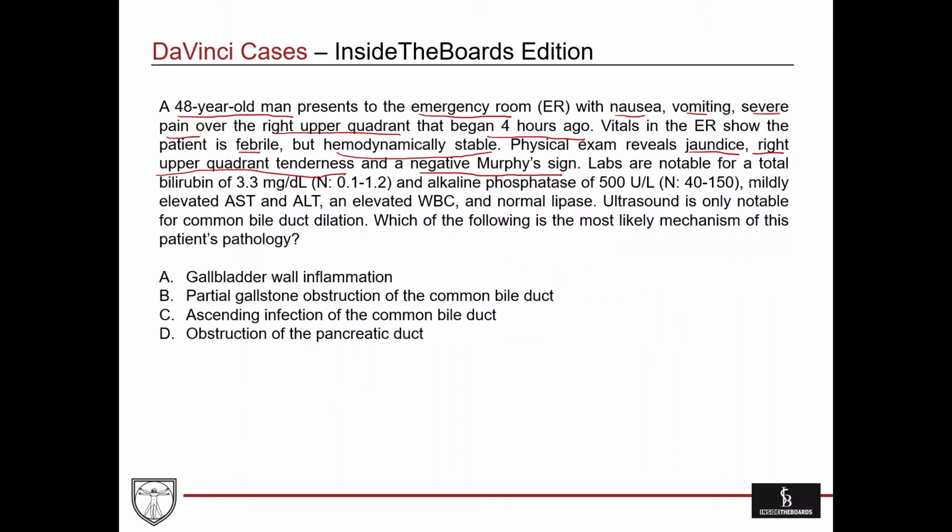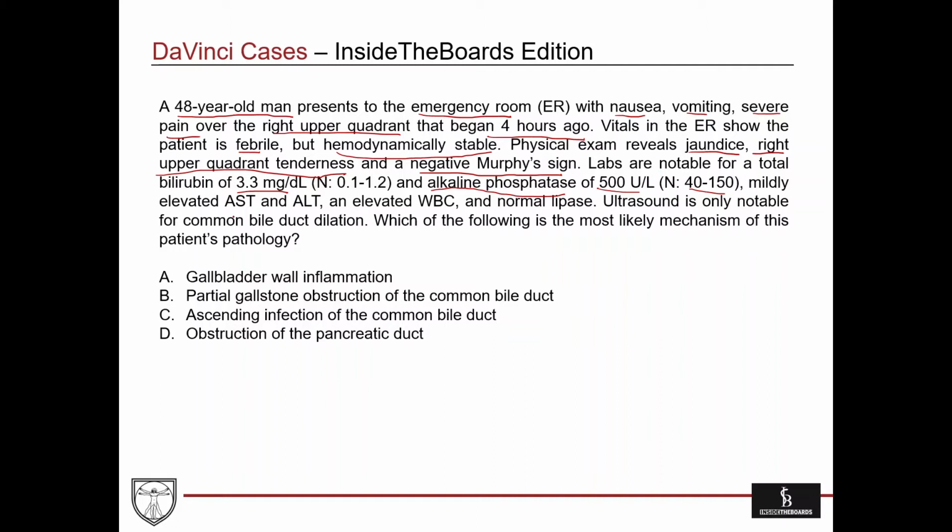So the labs are notable for a total bilirubin of 3.3 milligrams per deciliter. The normal range is 0.1 to 1.2, so this is significantly elevated. So again, revealing some type of pathology affecting the biliary tree. He also has an alkaline phosphatase of 500. The normal range is 40 to 150. So again, these are both pointing us towards some type of biliary pathology.